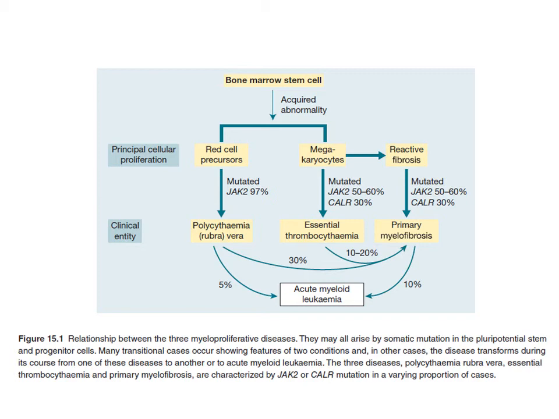Maybe 97% of the patients, in most of these patients, they have JAK2 mutations. And what is the clinical entity? This is polycythemia rubra vera, polycythemia vera, what we have been discussing now.